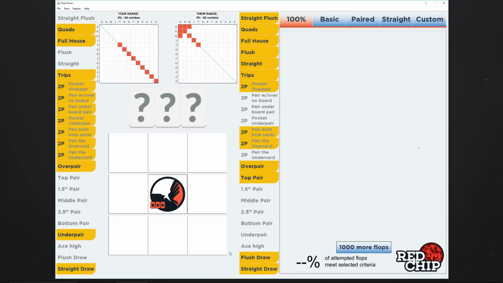Top pair, better, yes. Flush draws, straight draws, yes. And I believe gut shots as a hand category are coming soon. I just don't think they're out right this moment. And do I think there's anything else they're going to continue with?